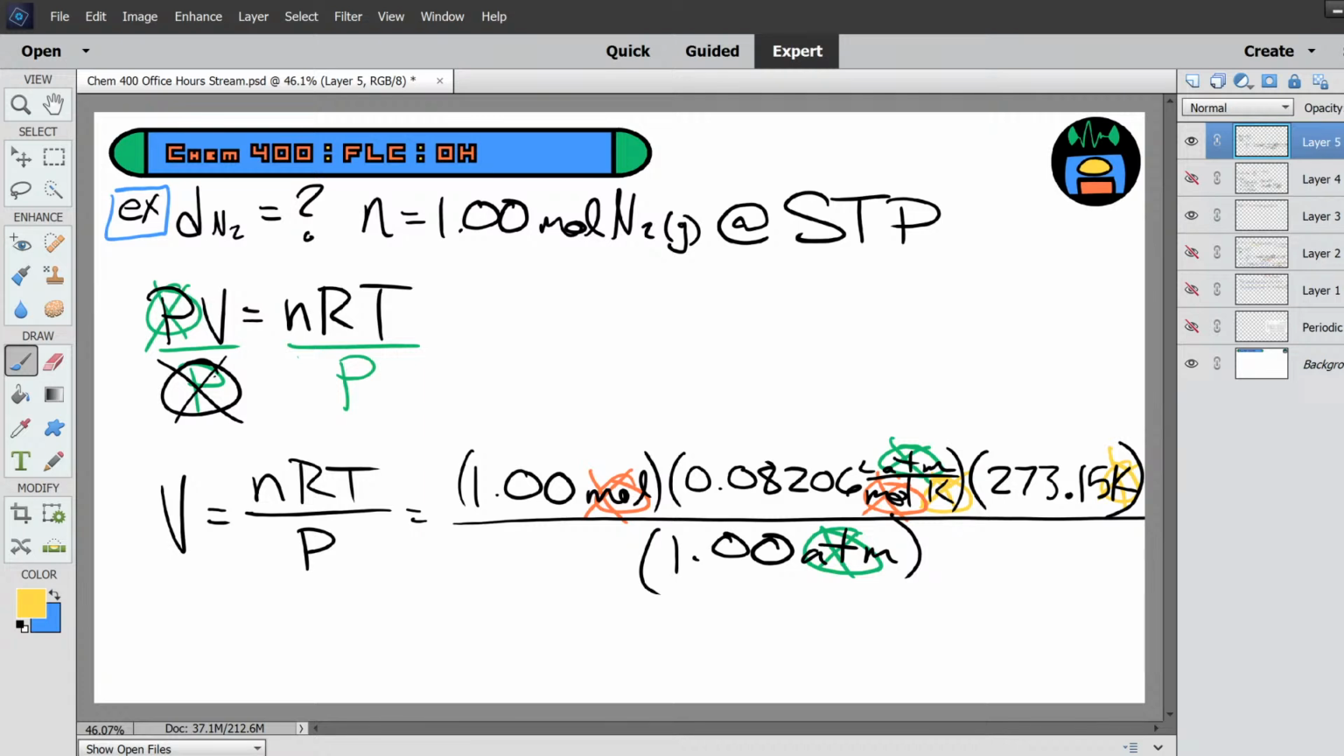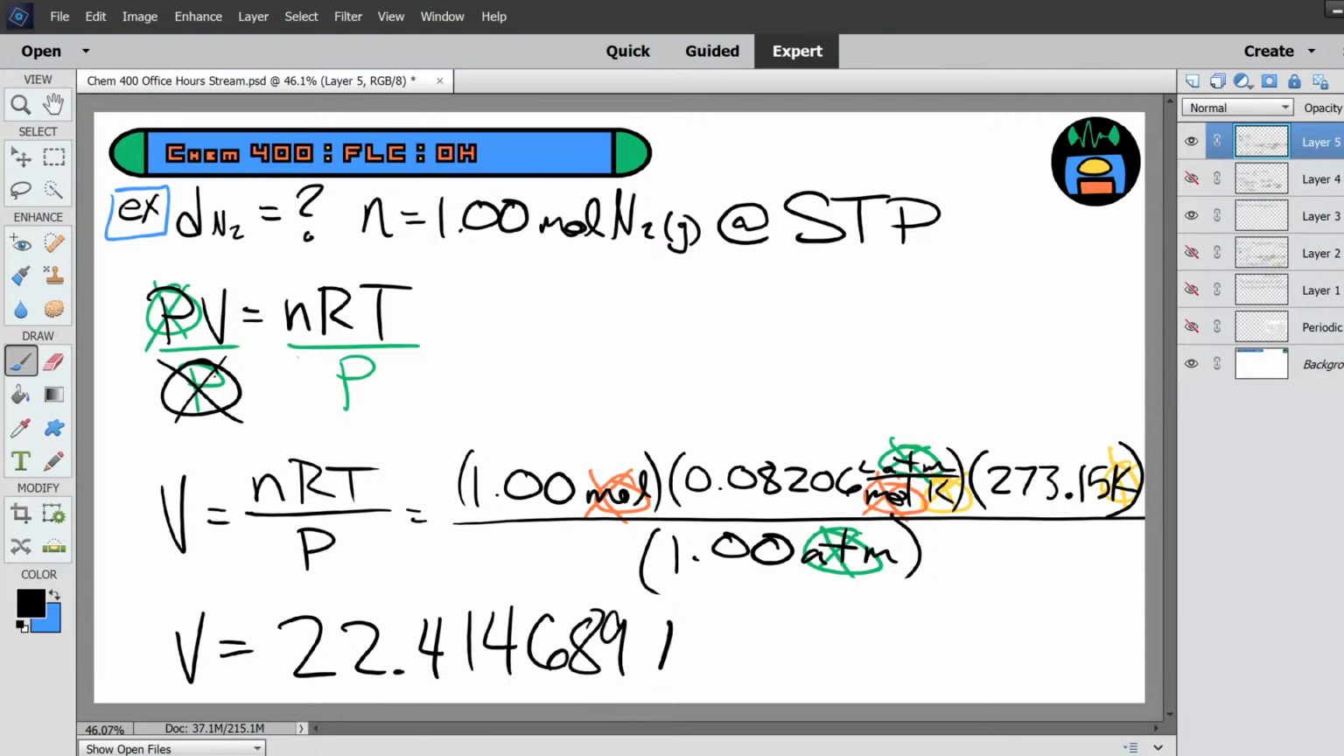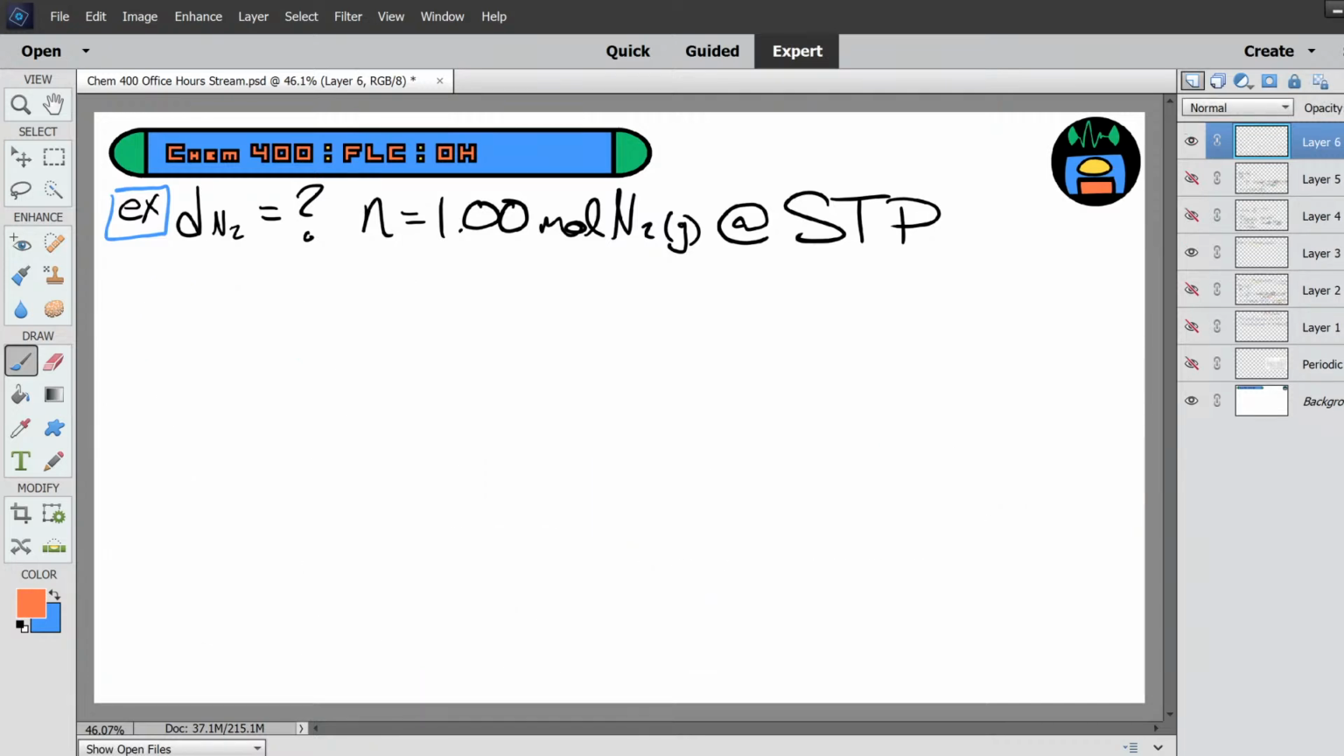Wait, this is going to come out to be exactly the same. 1 times 0.08206 times 273.15 divided by 1. Yep. Our volume, which is the denominator of a density calculation, is 22.414689 liters. Again, we're limited to 3 sig figs, so I'm going to put these lines here to remind myself, but I'm going to wait to round until the very last step. So we're ready to calculate our density.